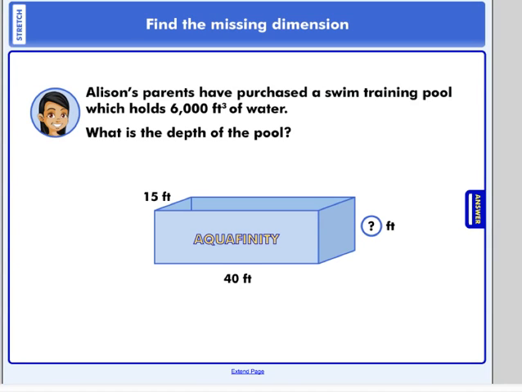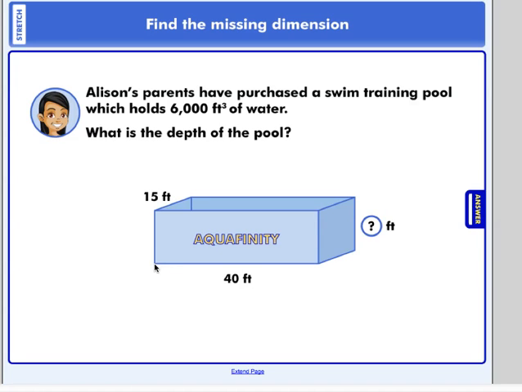I have another problem that I want you to try. Now, this is a little bit different because you have the volume. You've got one of the dimensions missing, and so you're going to have to do a little backwards working. Let's see if you can figure out how to solve this problem. Allison's parents have purchased a swim training pool which holds 6,000 cubic feet of water. What is the depth of the pool?